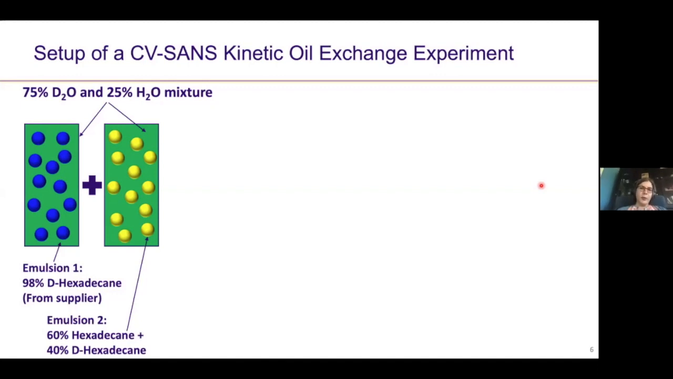So what the experiment actually consists of is that we are going to have two identical emulsion systems, and you want to prepare them in as identical a way as possible. So you want to be very careful, make sure that their size distribution is about the same. And the difference between these emulsions is that one of them is going to be enriched in the deuterated material, and the other one is going to be enriched in the hydrogenated material.